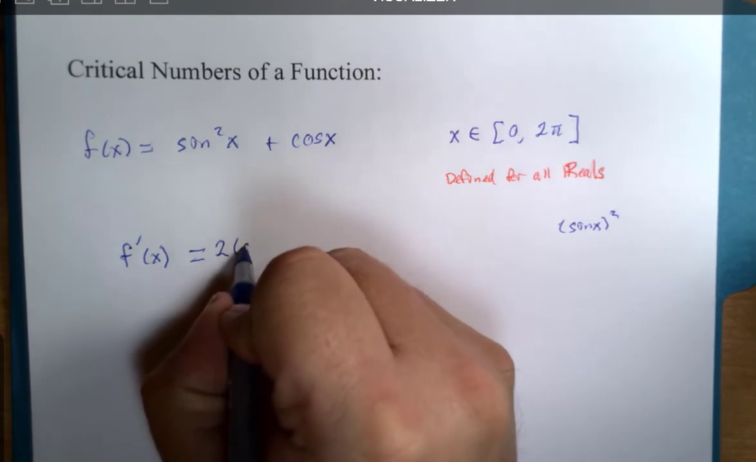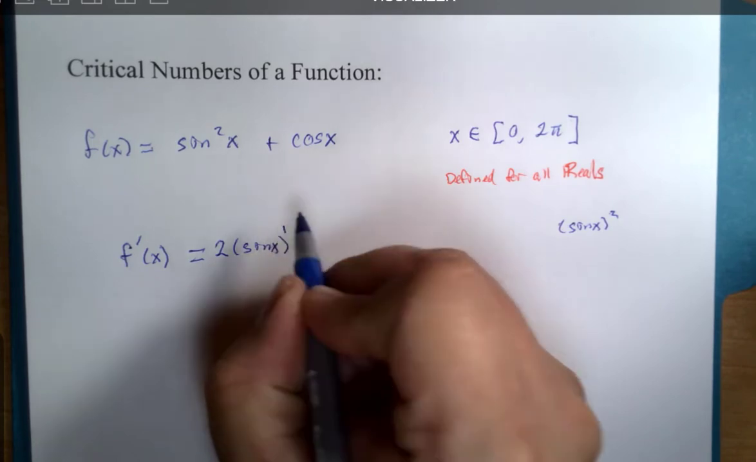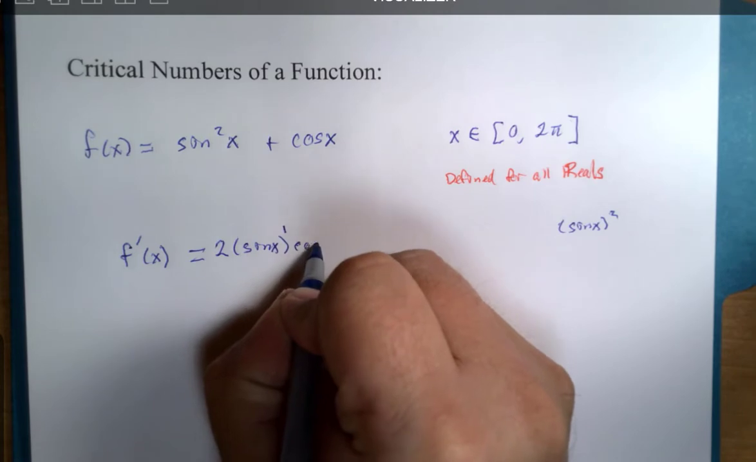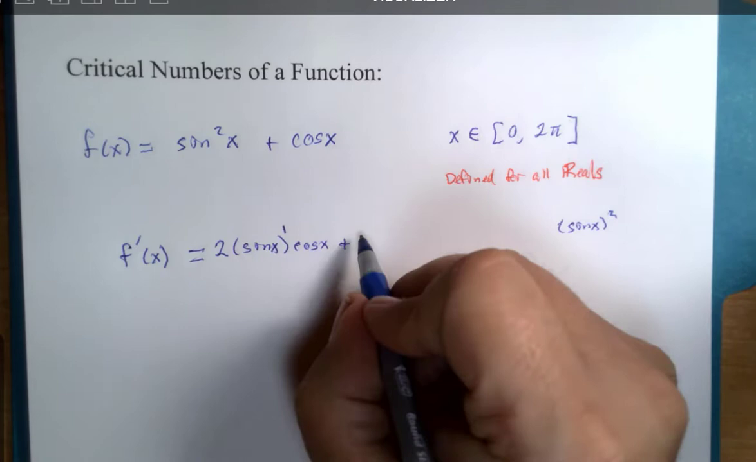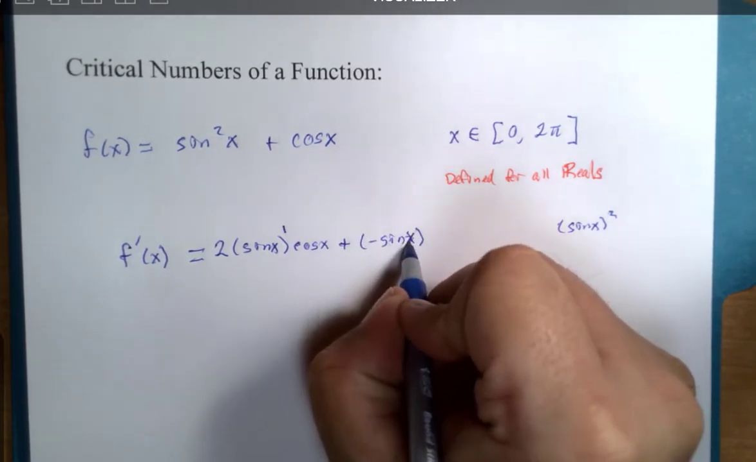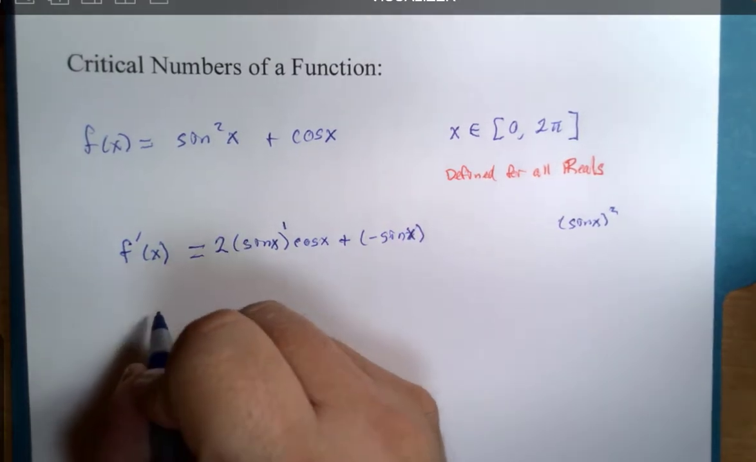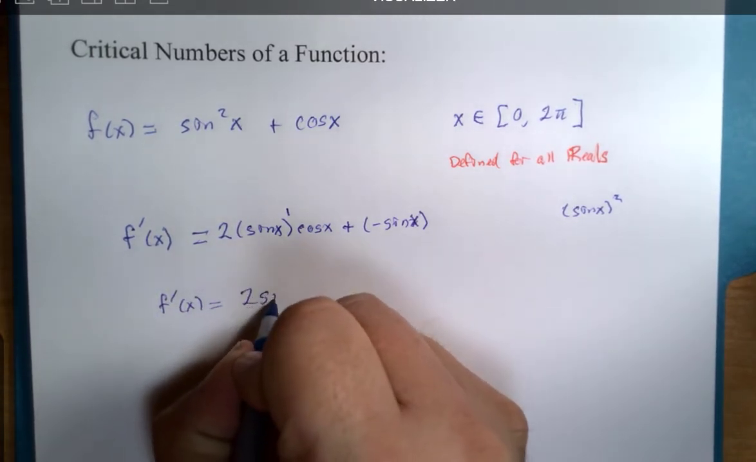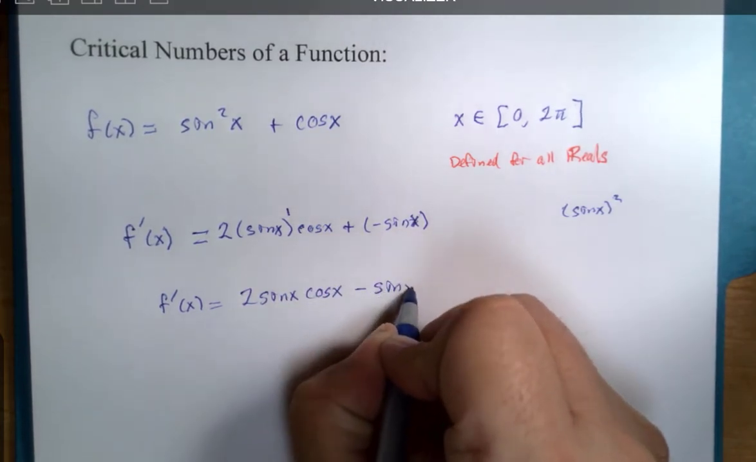2 multiplied by sine x, the new power is the first power, excuse me, and then the derivative of sine would be cosine, because that's called the chain rule, plus the derivative of cosine, which is negative sine of x. And if I had been paying attention, I could have just written the negative sign here. Let's do a little cleanup. The derivative is 2 sine x cosine x minus sine x.